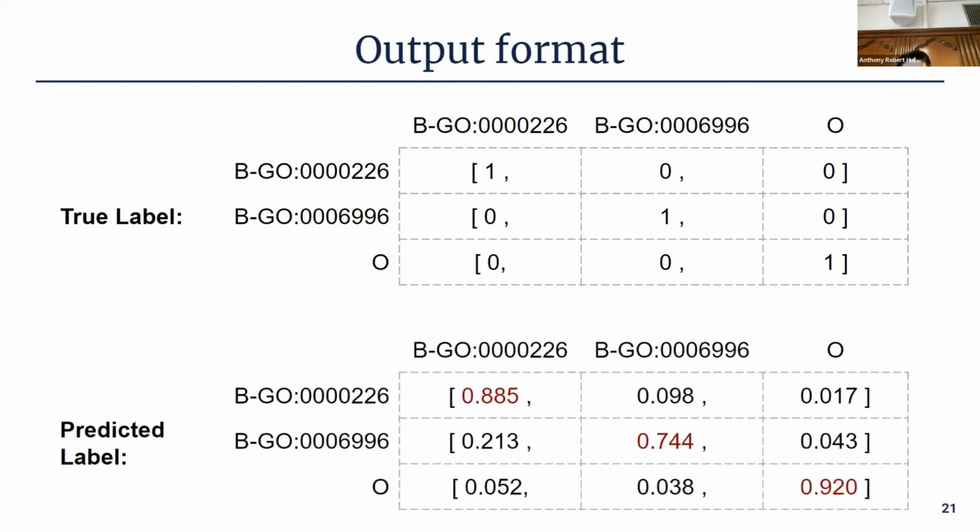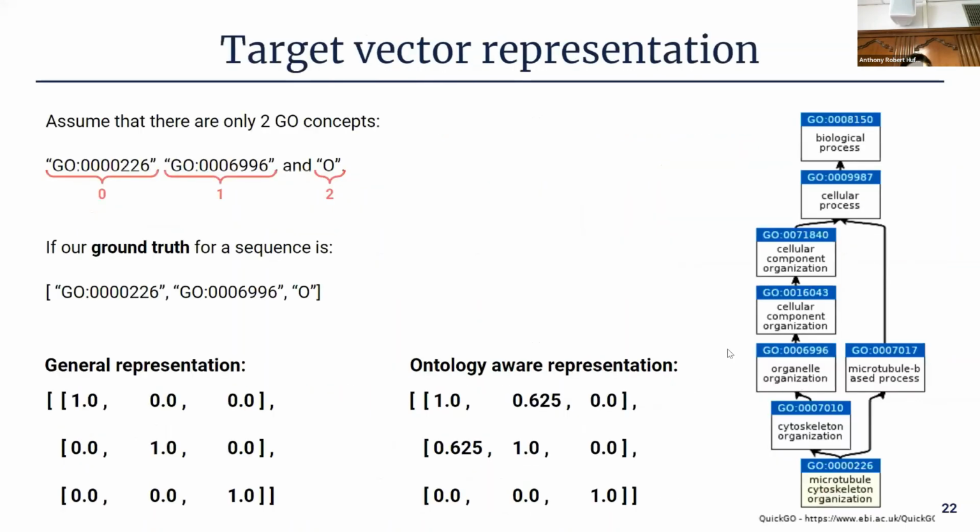But what happens in reality is that it tries to get close to that, but it cannot get exactly similar to that. So in this case, we have something like this, which is also a probability distribution, and because this index has the highest probability, the term must be associated with B-GO226. And in the next one, because this has the highest probability, it must be associated with 6916. So this is how our prediction actually works.